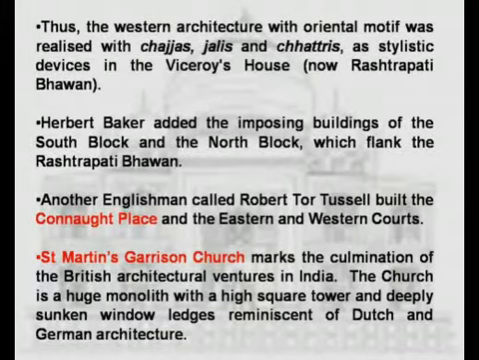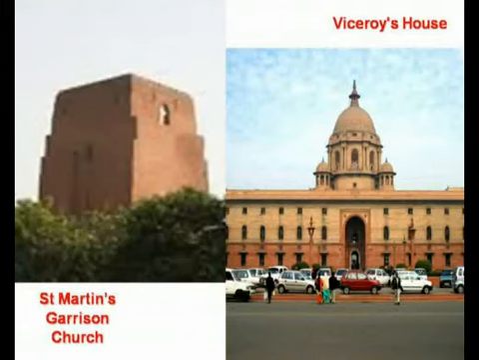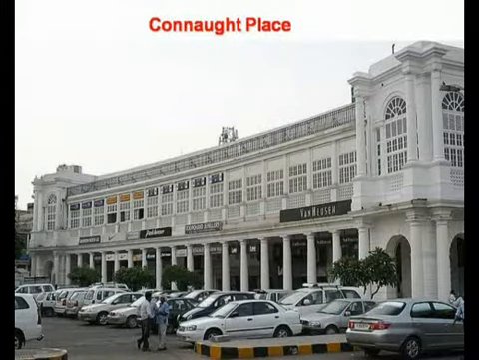Thus, the Western architecture with Oriental motif was realized with chhajjas, jalis and chhatris as stylistic devices in the Viceroy's house, now the Rashtrapati Bhavan. Herbert Baker added the imposing buildings of the South Block and the North Block which flank the Rashtrapati Bhavan. Another Englishman called Robert Tor Russell built the Connaught Place and the Eastern and Western Courts.